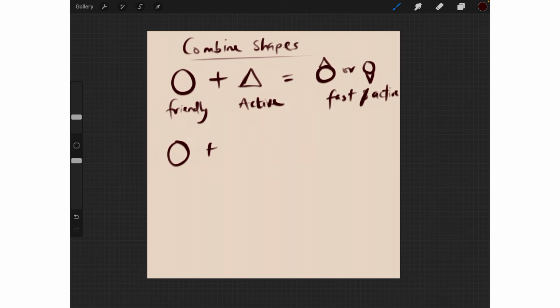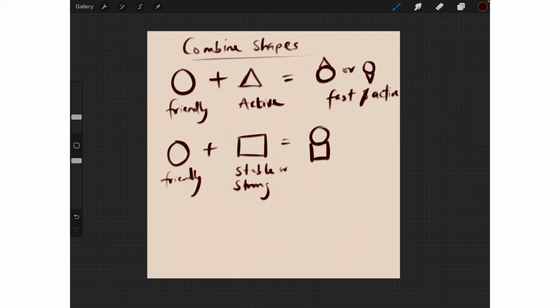Number two, let's look at a circle with a square. A circle depicts friendliness, and a square depicts strength or stability. When you combine a circle with a square, it's going to give us a very strong character personality.